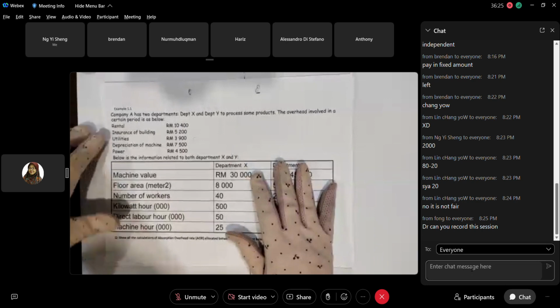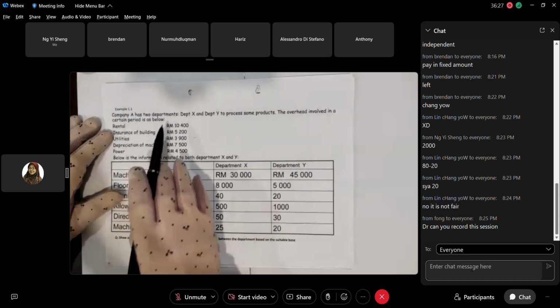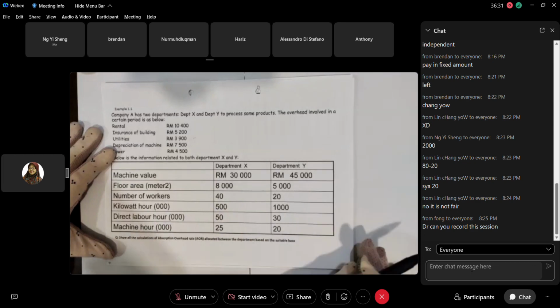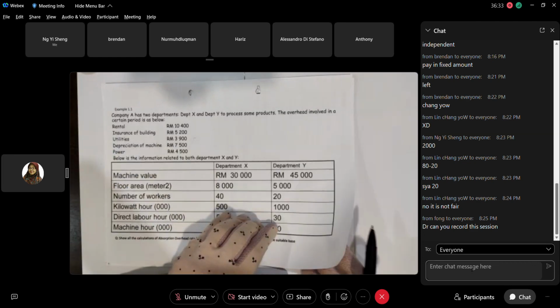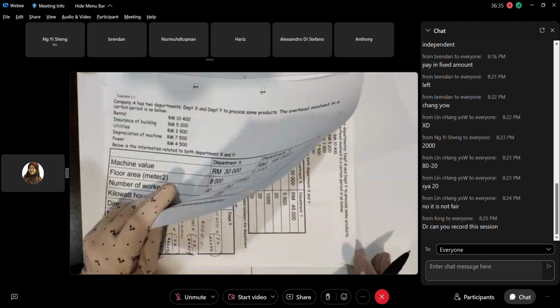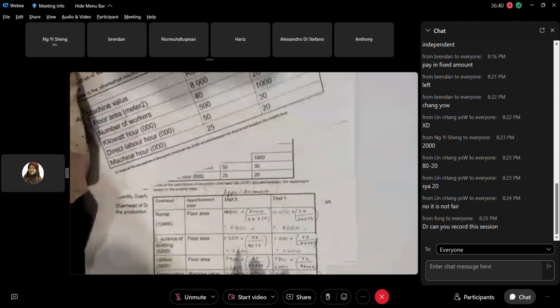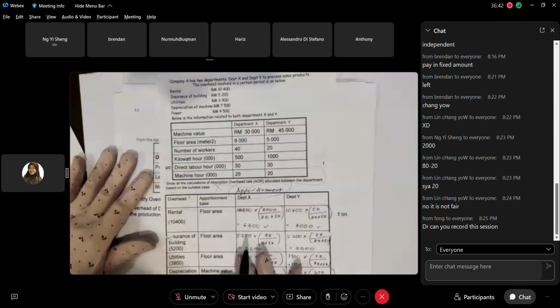Just I show you the answer. Okay, this is the question. You have the machine value and floor area tadi tu. Okay, how to solve this problem? So what you need to do is, okay, let's say ini lah.